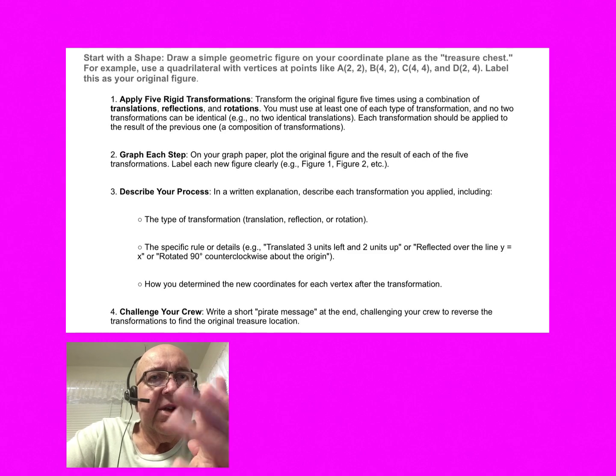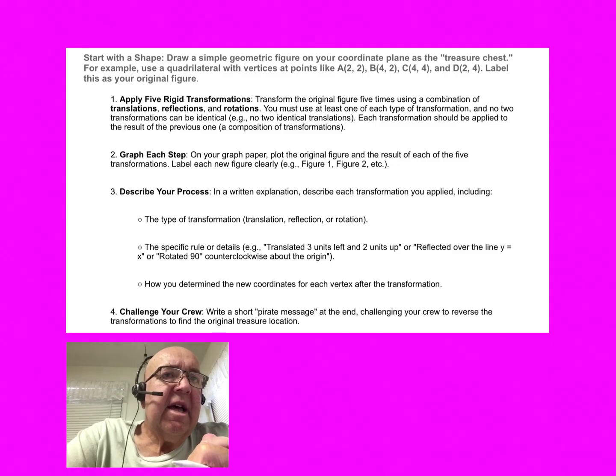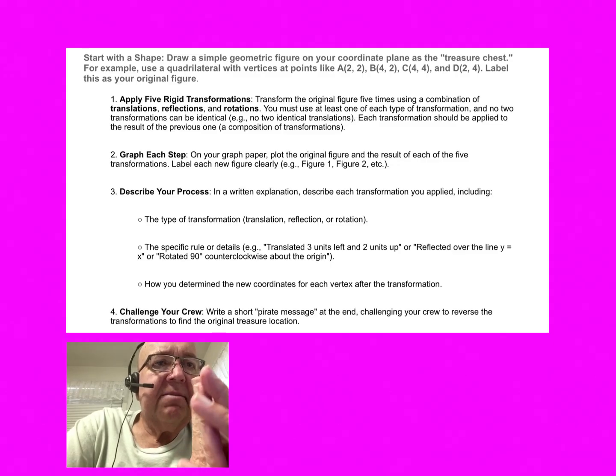So the first thing you need to do is draw an original figure. We're going to call that your treasure chest. You don't have to use the example here. They used a quadrilateral. You can use a triangle. You can use an octagon, pentagon, whatever you want to do. Just start with your original figure. Draw and label it. All of the vertices where lines meet should be labeled.